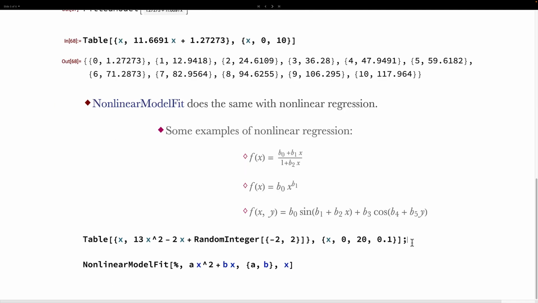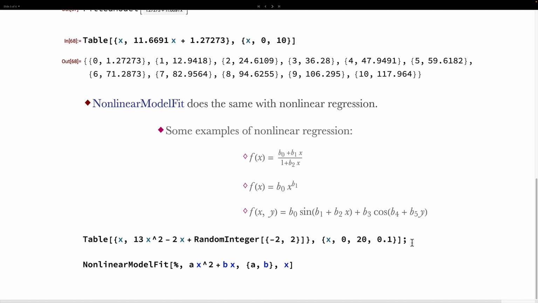What's even more cool is that linear regression is not the only type of regression. In fact, within the Wolfram language, NonlinearModelFit does the same thing, but with nonlinear regression. Now, there are a couple different types of nonlinear regression, but the main ones I've seen are f of x is equal to b sub 0 plus b sub 1 x divided by 1 plus b sub 2 of x, and f of x is equal to b sub 0 times x to the power of b sub 1. And finally, f of x comma y is equal to b sub 0 times sine of b sub 1 plus b sub 2 of x plus b sub 3 of cosine of b sub 4 plus b sub 5 of y.